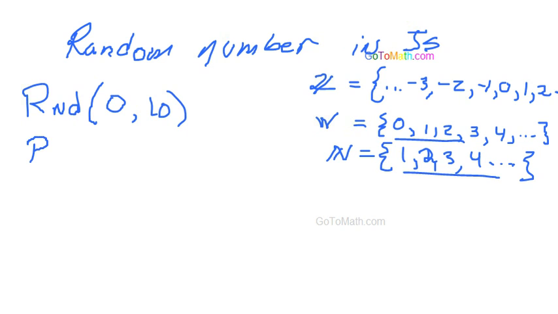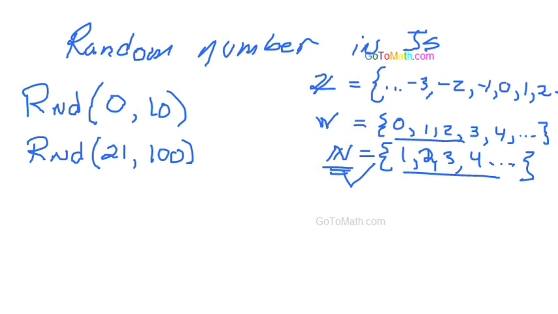Or we might want to say, we want to find the random number between 21 and, let's say, 100. So its output would be 21 or 100 or anything in between, as long as it's a natural number here.